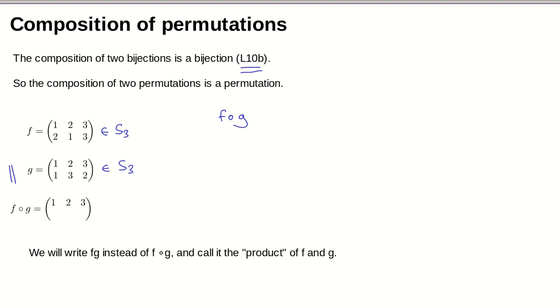To work out that two-row notation, well, beneath 1 I've got to write f of g of 1. So let's just work out f of g of 1. g of 1 is 1, looking at this column here. So this is f of 1. And f of 1 is 2, looking at this column here. So f composed with g, with the input 1, has output 2. So I should write a 2 here.